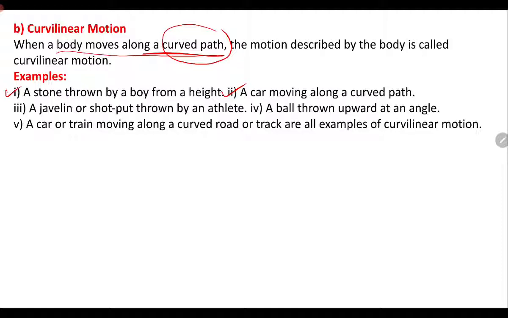Second example, a car moving along a curved path. Third example, a javelin or a shot put thrown by an athlete. Next is a ball thrown upward at an angle. A car or a train moving along a curved road or track. These are some of the examples of curvilinear motion.